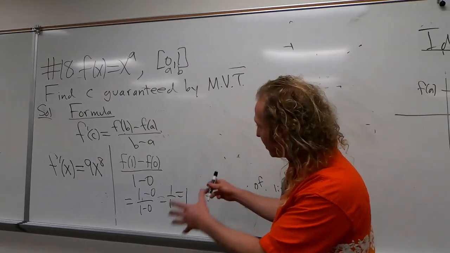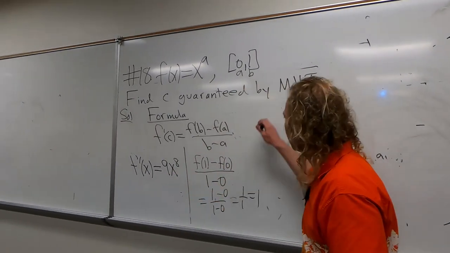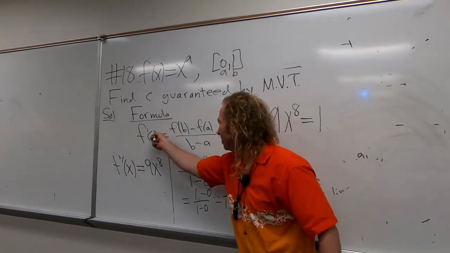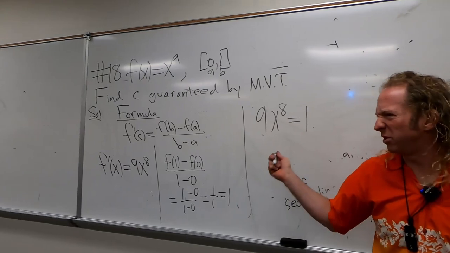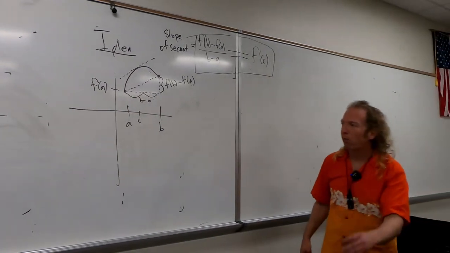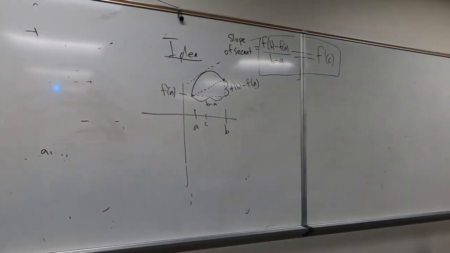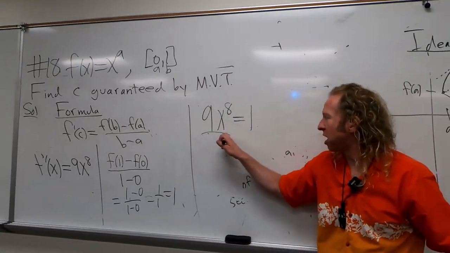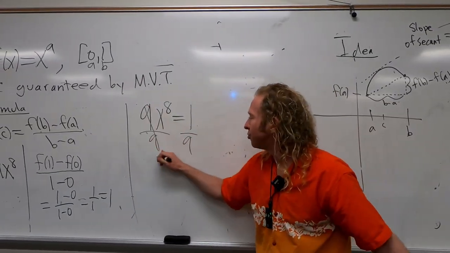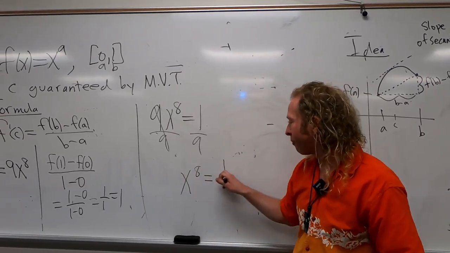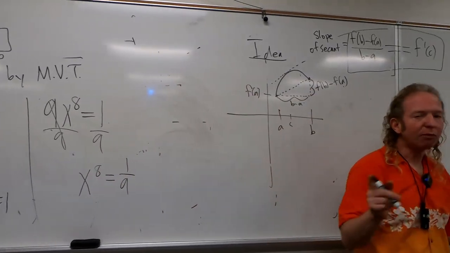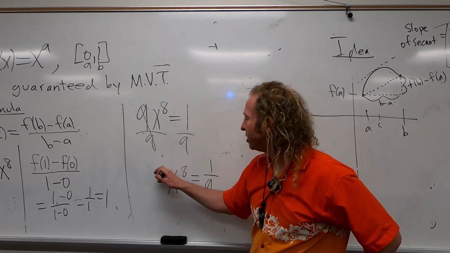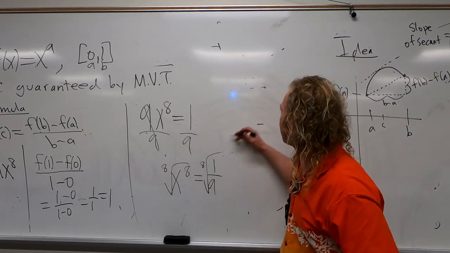Right. Okay, so now we set them equal. You don't have to use C, by the way. You can just use x. So we have 9x to the 8th equal to 1, right? Because this is this, and this is this. Then you just have to solve for x. So divide by 9, and you get x to the 8th equals 1 over 9. What root do we take to solve for this? The 8th root. When you take an even root, you do get a plus or minus.